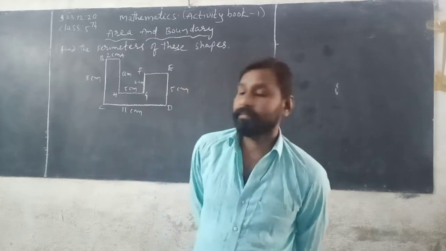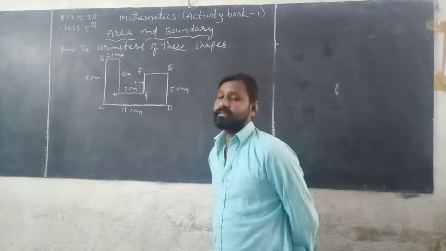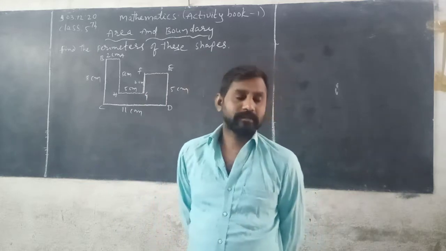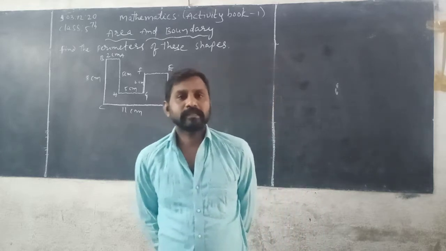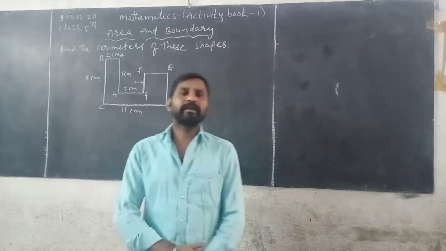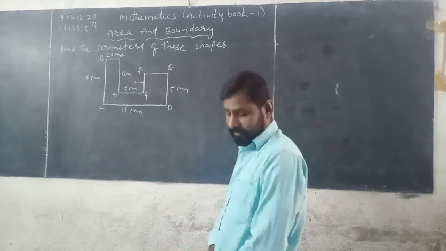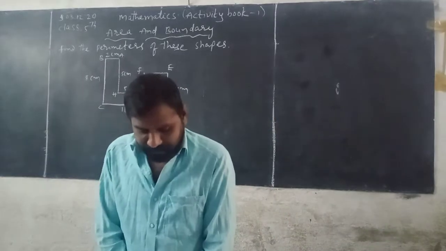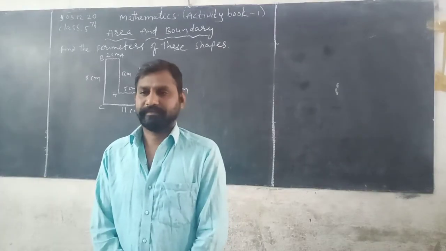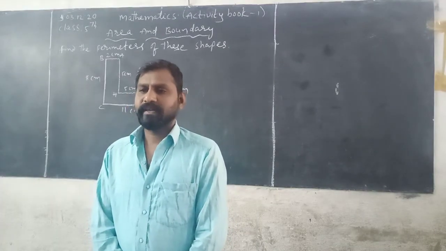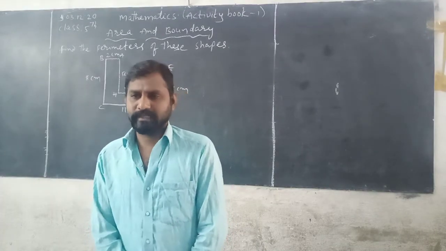Today we will discuss the perimeter of the given shapes. From your activity book, page number 42, second bit. Page number 42, second bit.